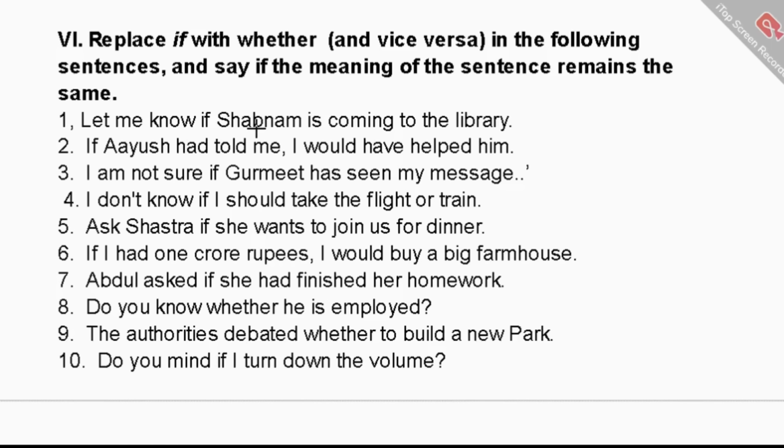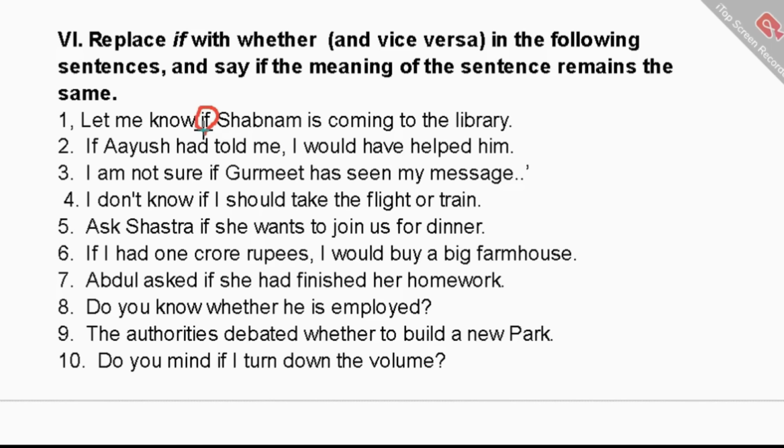So here we have the first one, let me know if Shabnam is coming to the library. So you can use either way. So the meaning would remain the same. Whether is often used in indirect questions like this, but it doesn't change the meaning. So you can use, let me know whether Shabnam is coming to the library. Instead of if, you can use whether. So there would be no changes in the meaning.